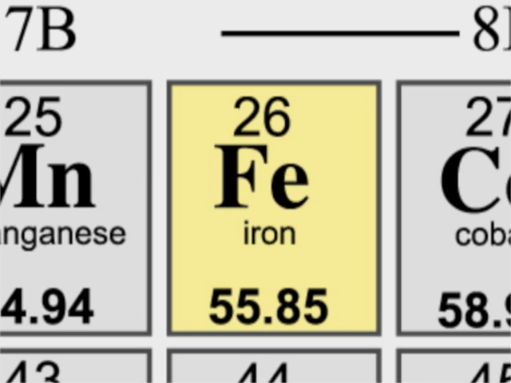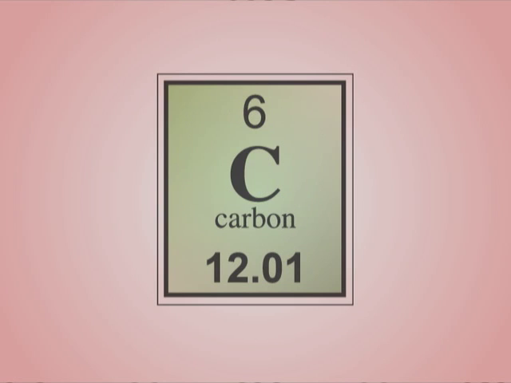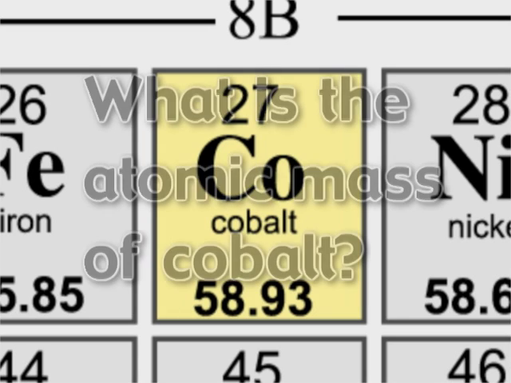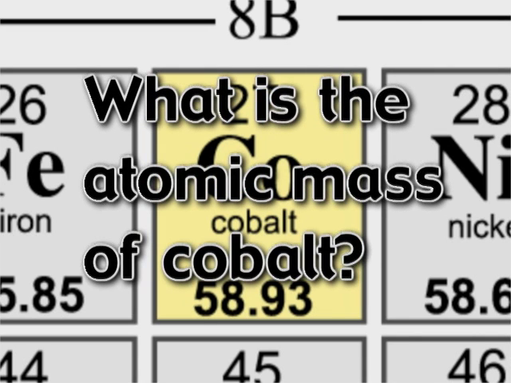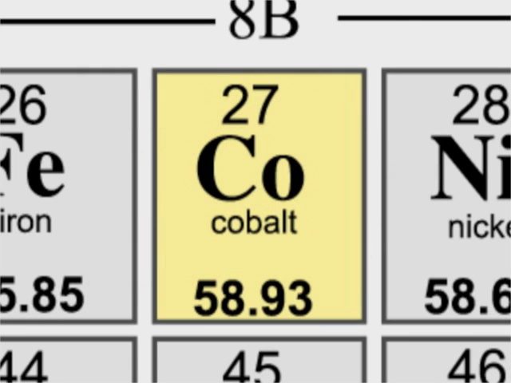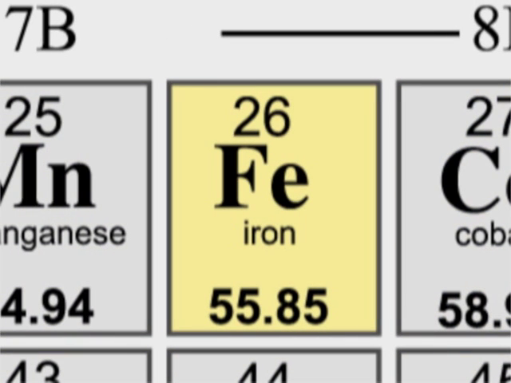To the right of iron on the table is the element cobalt. It has an atomic number of 27. What's the atomic mass of cobalt? You can see that cobalt has an atomic mass of 58.93 atomic mass units, whereas iron has a lighter mass of 55.85 atomic mass units.